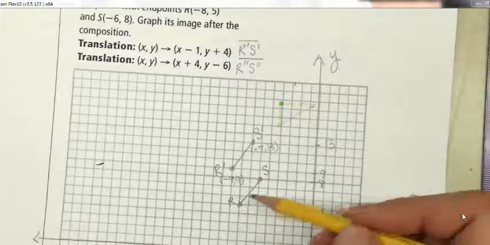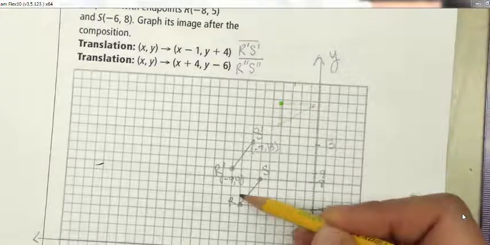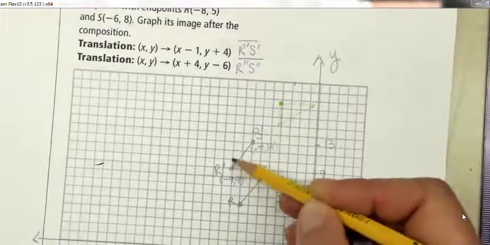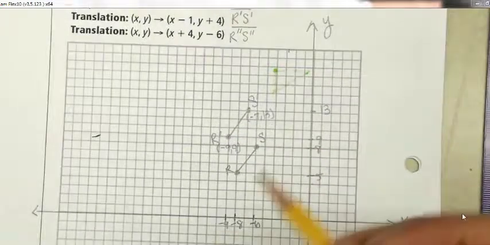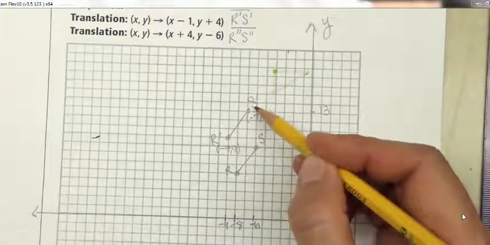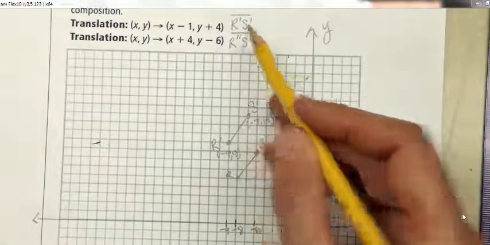Making sure that they're parallel. They don't look parallel right now to me. 1, 2, 3, 1, 2. 1, 2, 3. Oh, there. Okay.